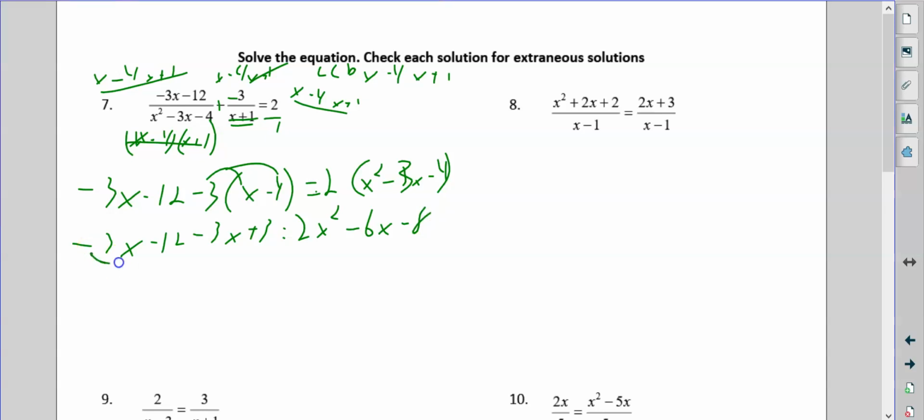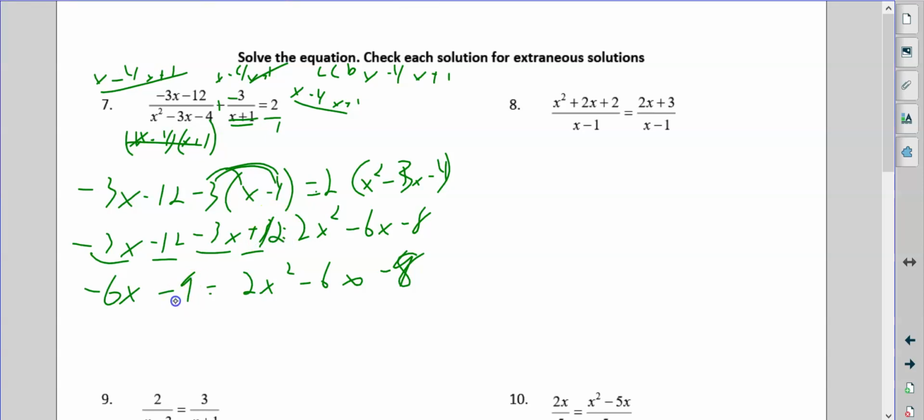So on this side, I have negative 6x minus 9 equals 2x squared minus 6x minus 8. I don't know why I wrote 9. Just caught myself making another mistake. Oh, I know, because this looks like a sloppy 1. That's a 4 here. So that should have been plus 12.